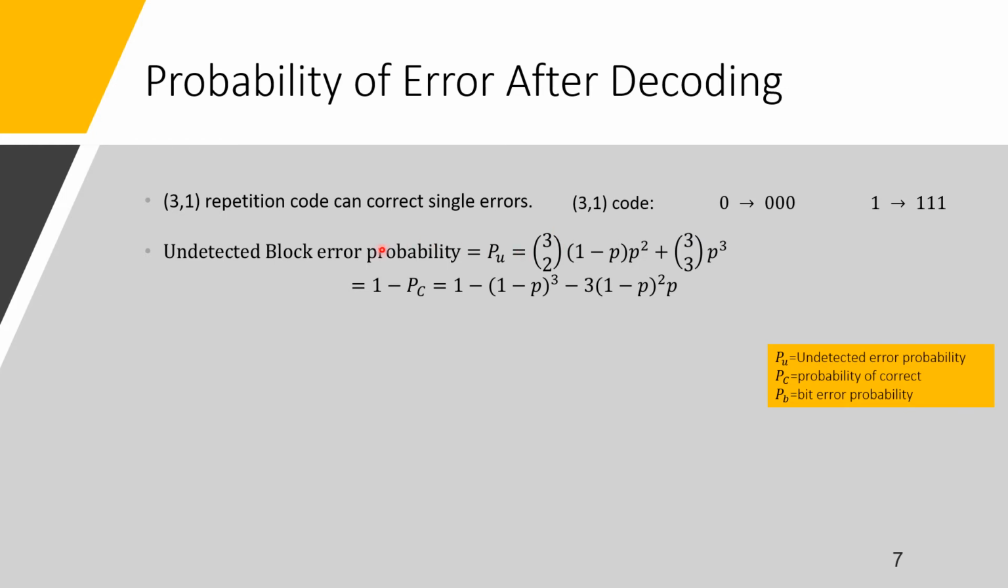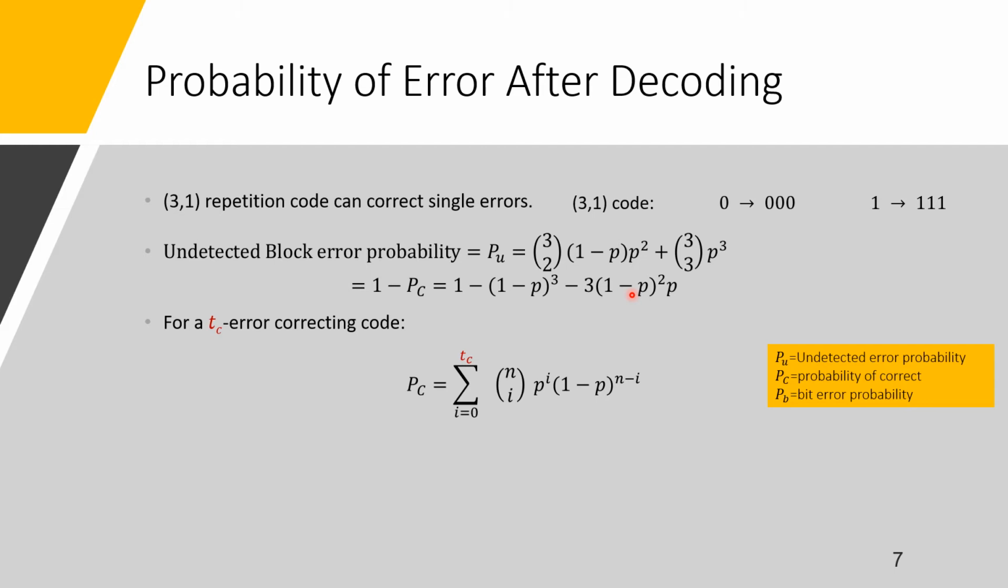Alternatively, we can say that it's equal to 1 minus the probability of being correct, which is the case that we have no errors, or the case we have one single error. There are 3 locations for the error, 1 in error and 2 are correct. So we can write it this way or that way. So we need to know what is the probability of being undetected.